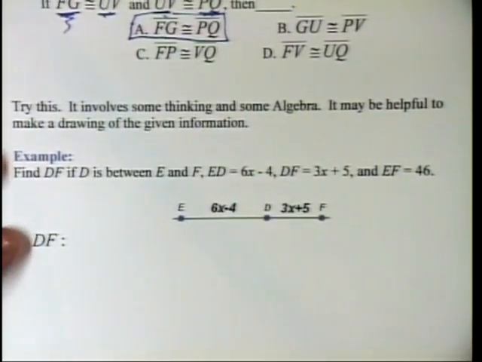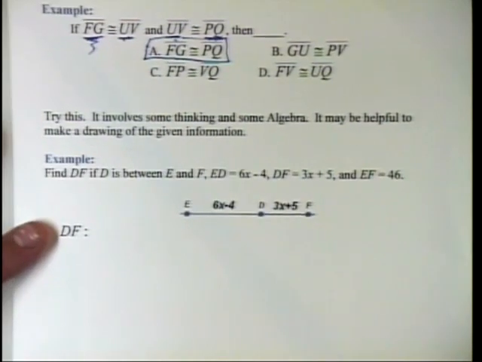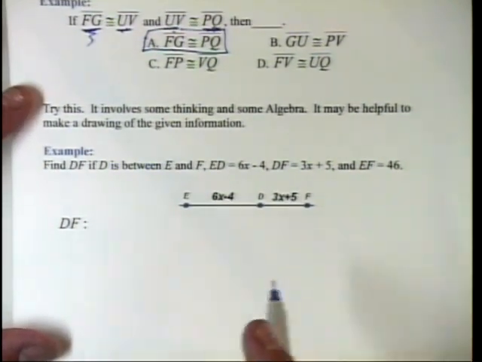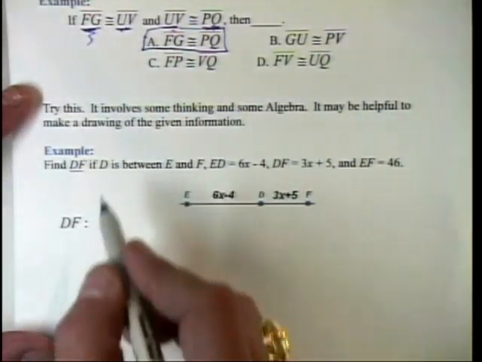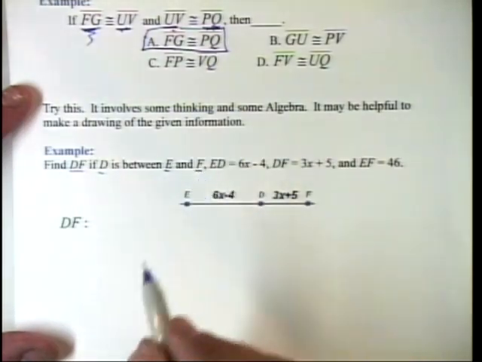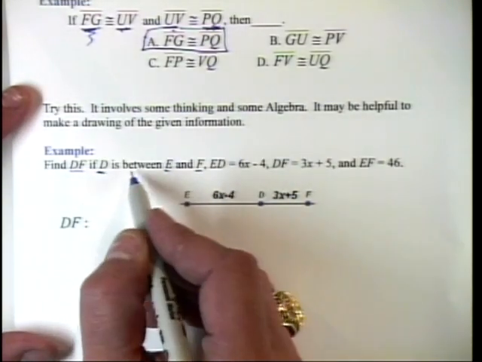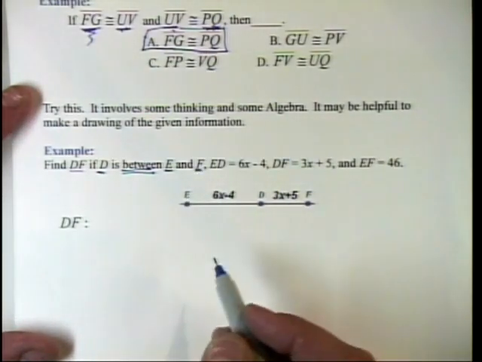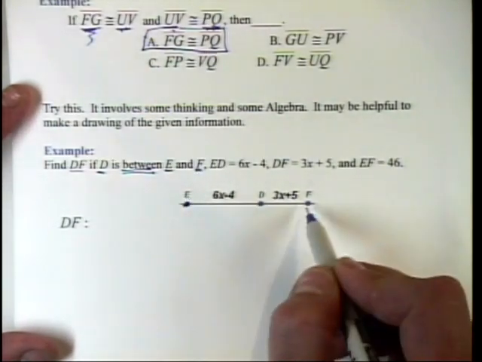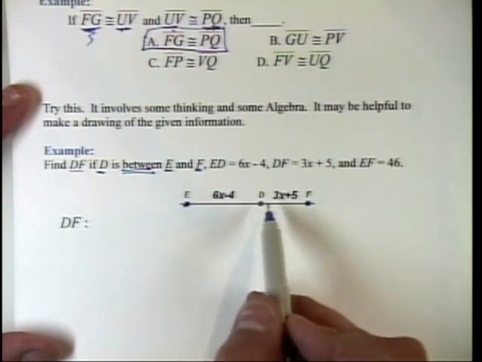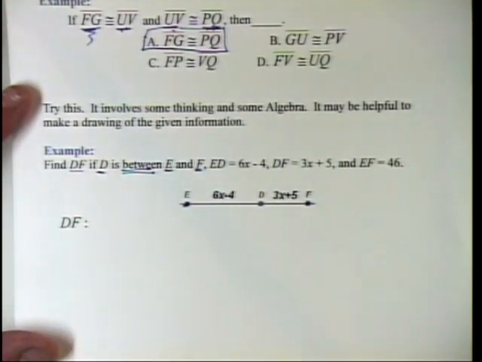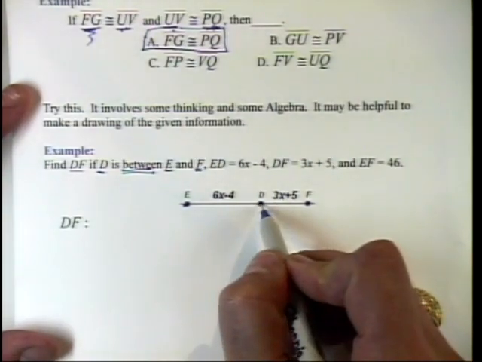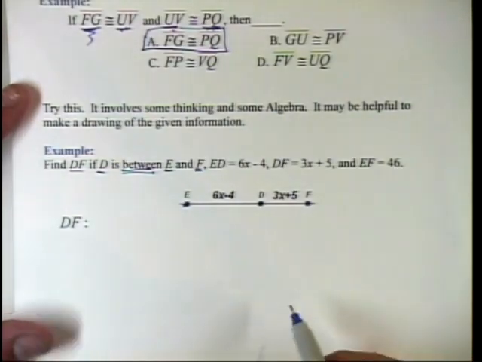Okay? Now, let's try this. It involves thinking, and it definitely involves some algebra. It's going to be helpful to make a drawing, which I've already done. Find the length of DF if D is between E and F. Read that again. D is between E and F. Now, if you don't have the drawing, you can draw point E and point F and draw point D anywhere in between them. Where it is does not matter. I decided to put it right here. Now we have something that we can label.